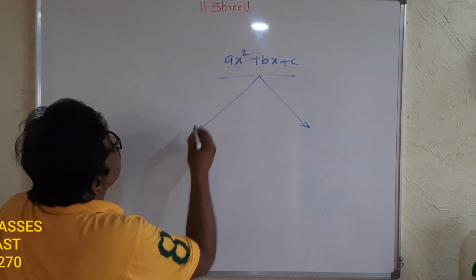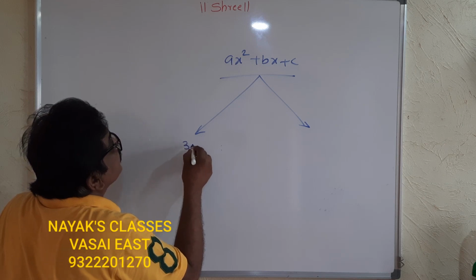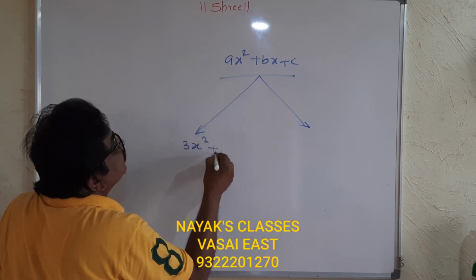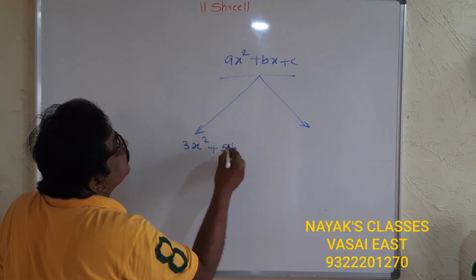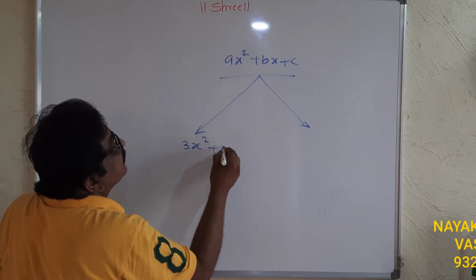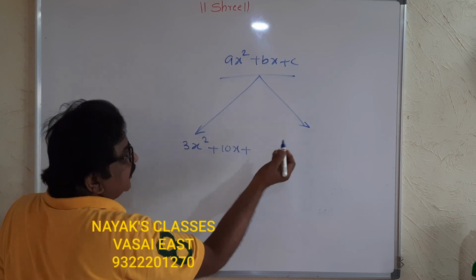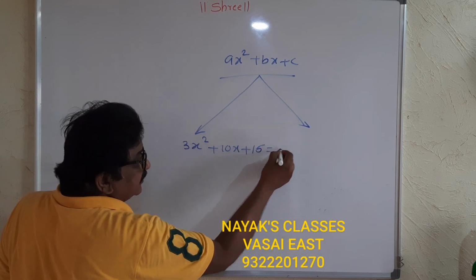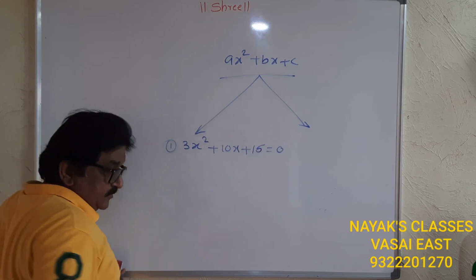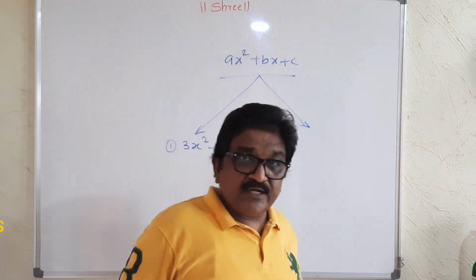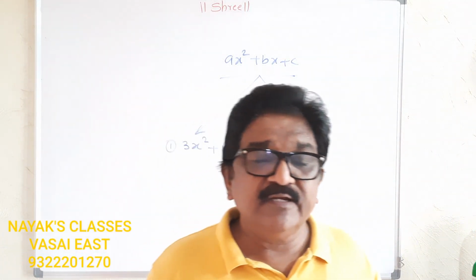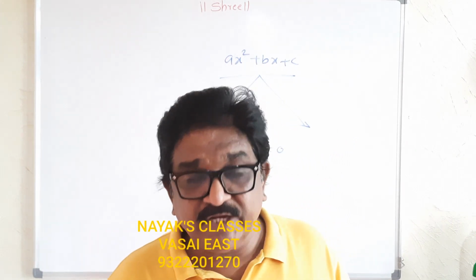So say 3x square plus, let it be, 10x plus, take any number, 15 is equal to 0. This is the first equation which we have written as a quadratic equation. Let us check.